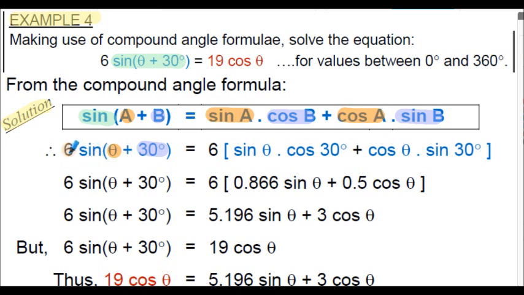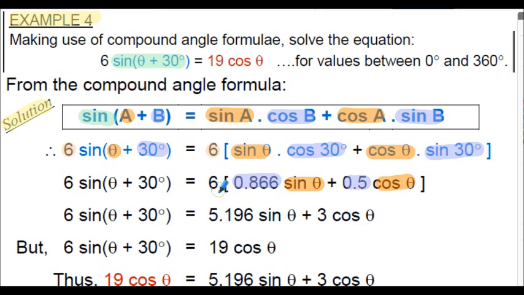Notice the 6 is multiplying the sine function, so on the right hand side the 6 is outside of the compound angle expression here. And inside the square bracket we have sine of theta multiplied by cos of 30 degrees, and then cos of theta multiplied by sine of 30 degrees. So next line, here's the cos of 30 degrees multiplied by sine of theta. Notice I'm using decimals here for my ratio of cos of 30. Then we have the sine of 30, which is 0.5 multiplied by the cos of theta.